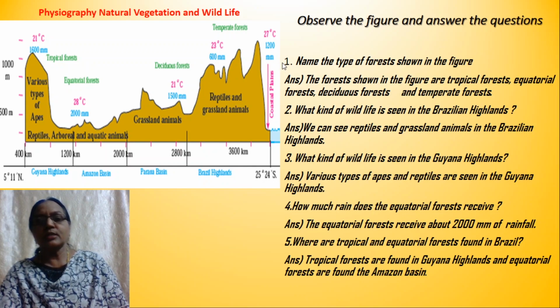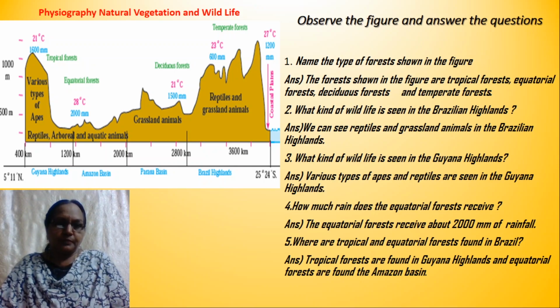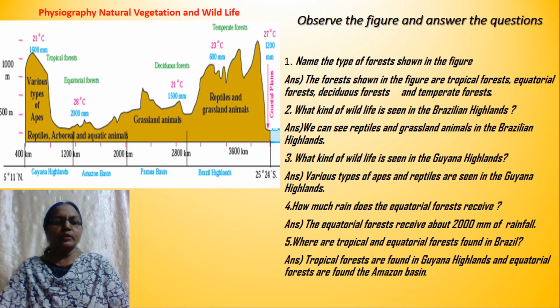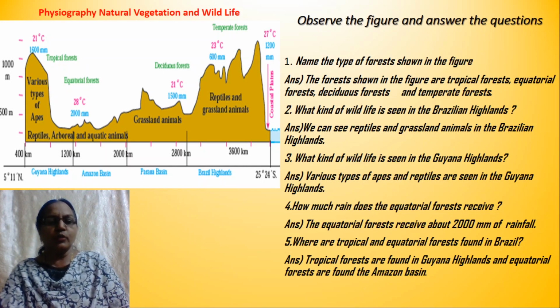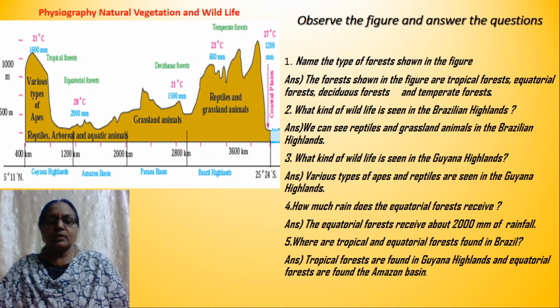Now, the first question here is, name the type of forest shown in the figure. Observe the forest shown here. Are you able to make out? Yes, it is tropical forests, equatorial forests, deciduous forests, and temperate forests are shown in this figure. Next, come to the second question.